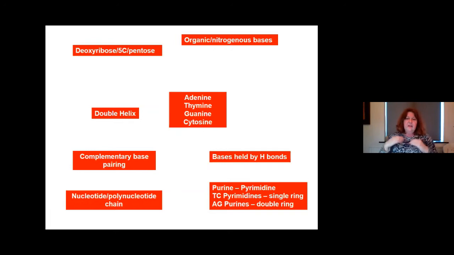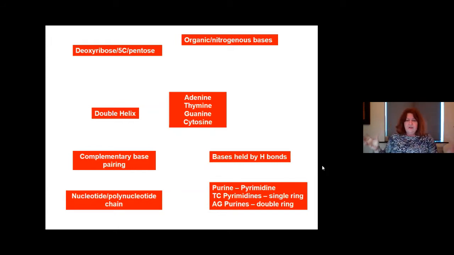Now, this is something that you may have thought of. If you have, fantastic, because this is brilliant. Those bases are split into 2 types of groups. They're purines or pyrimidines, and T and C are the pyrimidines, and they're a single ring structure, and A and G are purines, and they're a double ring structure.